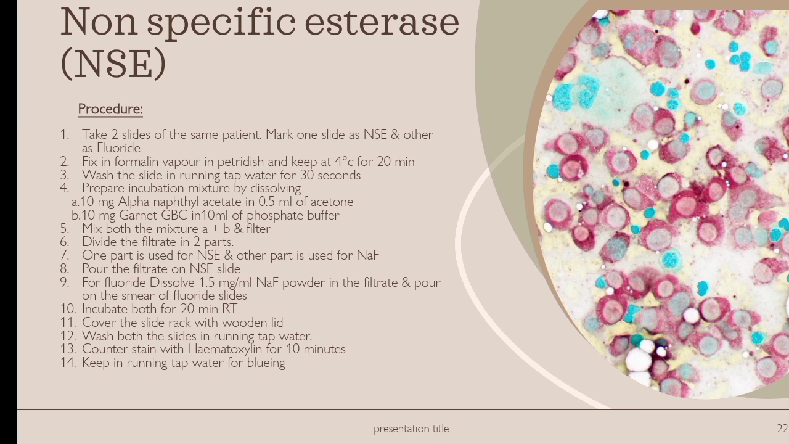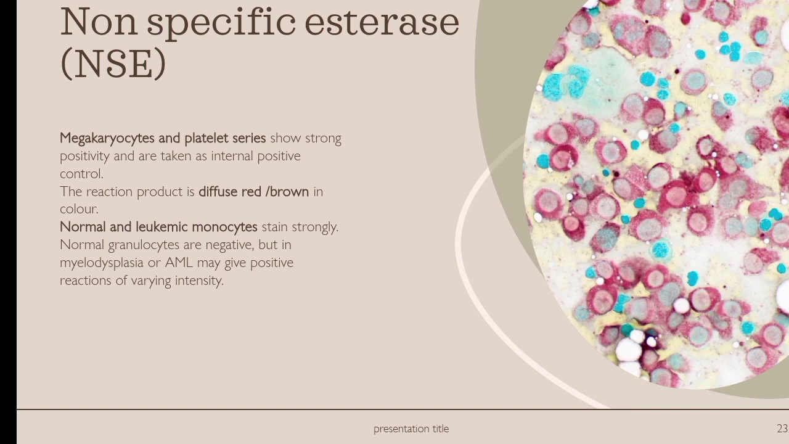Cover the slide rack with a wooden lid. Wash both slides in running tap water. Counterstain with hematoxylin for 10 minutes. Keep in running water for bluing. Megakaryocytes and the platelet series show strong positivity and are taken as internal positive control. The reaction product is diffuse red or brown in color. Normal and leukemic monocytes stain strongly positive. Normal granulocytes are negative, but in myelodysplasia or AML may give a positive reaction of varying intensity.